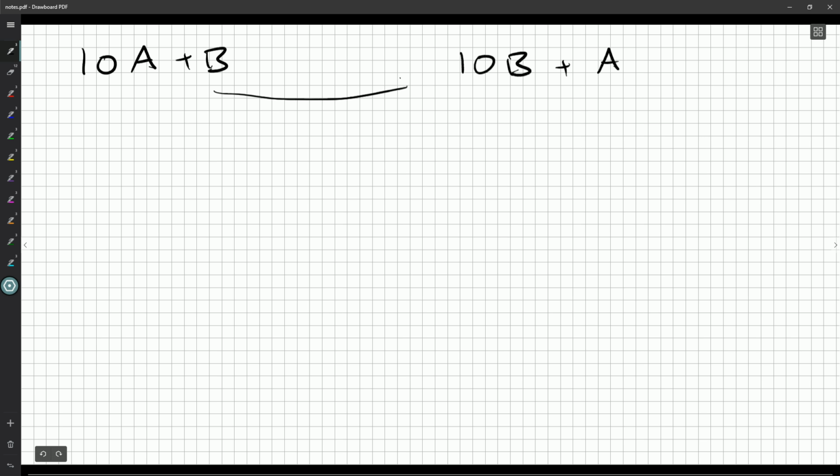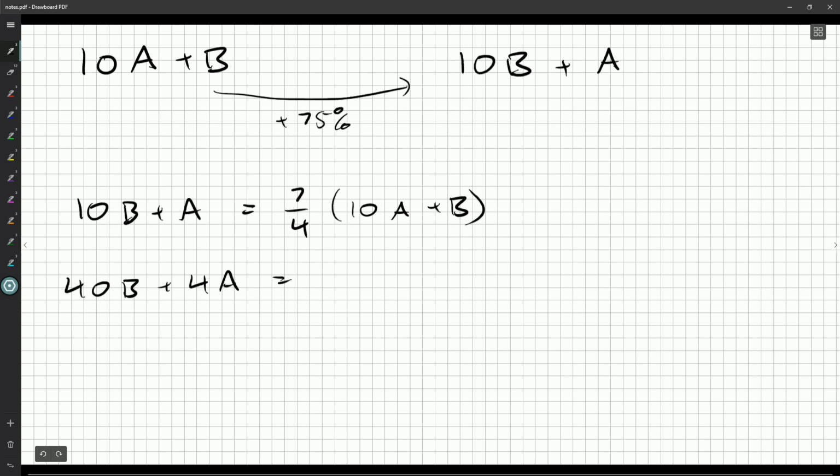And so by reversing, we go up by 75%. So how do you increase by 75%? Well, you multiply by 3/4 and add that on, or you could say you multiply by 7/4, whatever you want. So we know my new number with the digits reversed, BA, is 7/4, that's a 75% increase, of 10A plus B. And now we have a nice little equation. I'm going to multiply by 4 on both sides, so 40B plus 4A is 70A plus 7B. Just a little nicer to work with these.